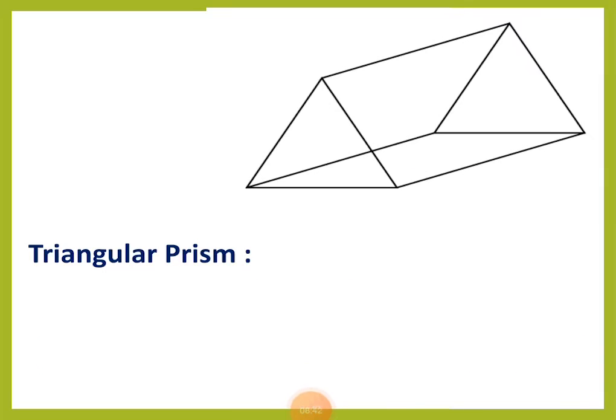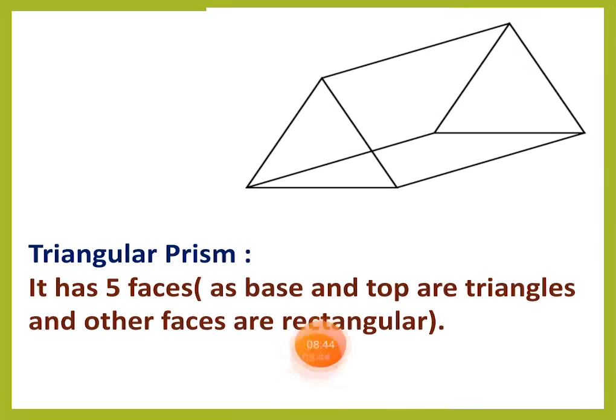Now let us discuss this triangular prism, children. You can see here this also has a total of 5 faces. How? Let us see. As you can see, the base is in the form of a triangle, as well as the top, which is also in the form of a triangle. So we have the base and the top faces as triangles, and the remaining faces are rectangular. Let us see how many rectangular faces we have.